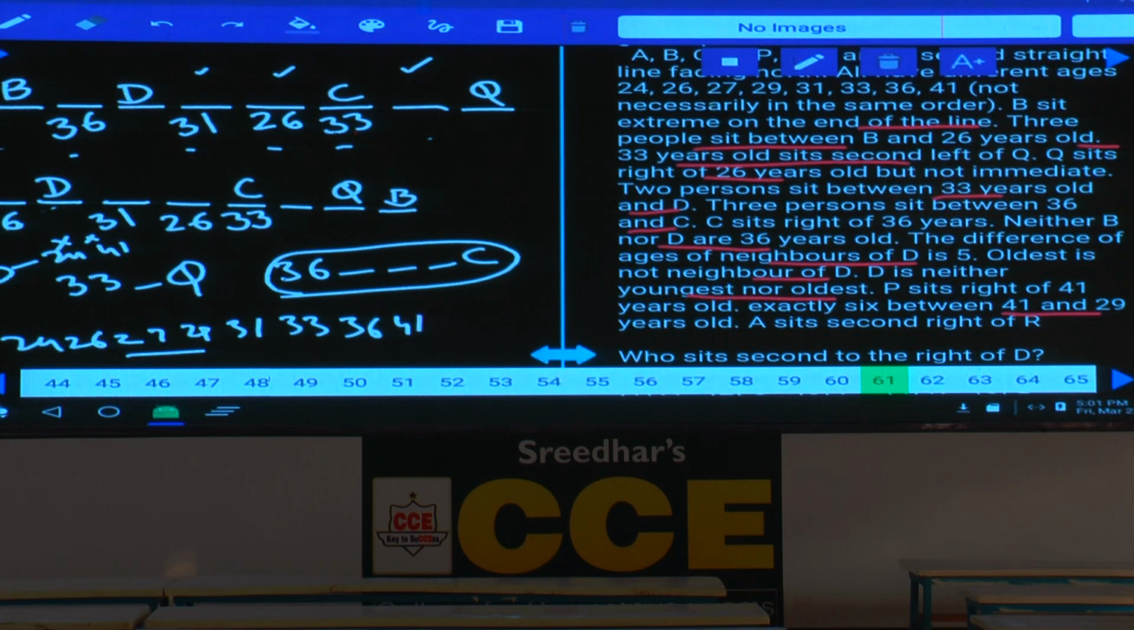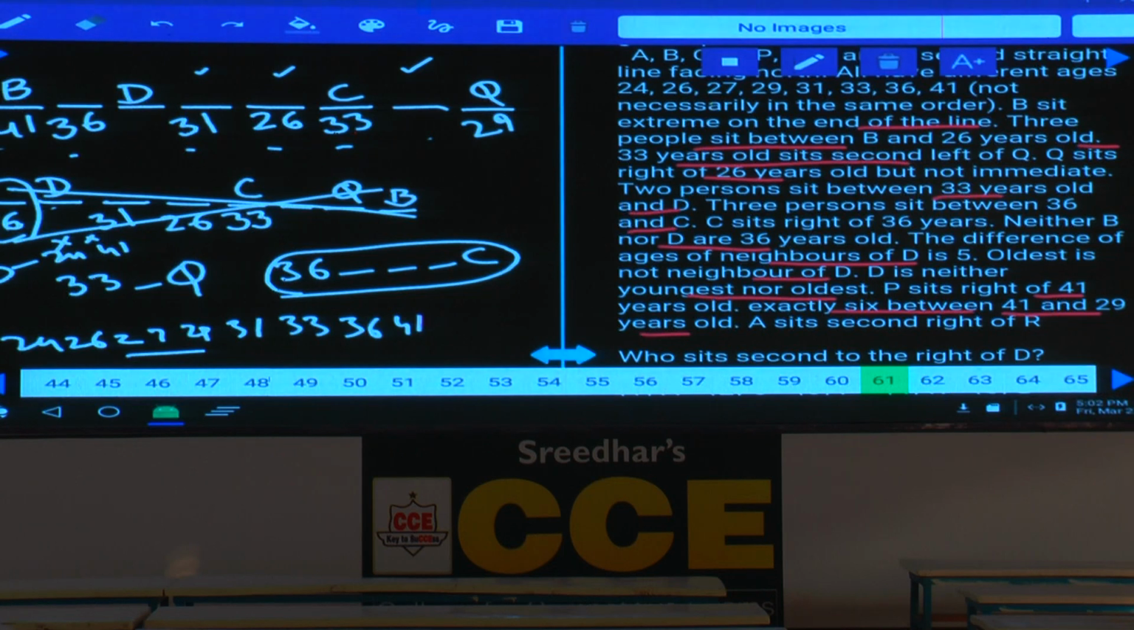As there are exactly 6 persons, and P sits to the right hand side of 41, hence P cannot be at the right extreme, hence P is here, and if P is here, this will be 29. Are you following this one or not? And similarly here also, then is the second case possible? The second case is not possible, because 41 must be at this place, which is not possible, so this is ruled out. Now we are left with only 1 case, isn't it? Now 6 persons between 41 and 29-year-old.